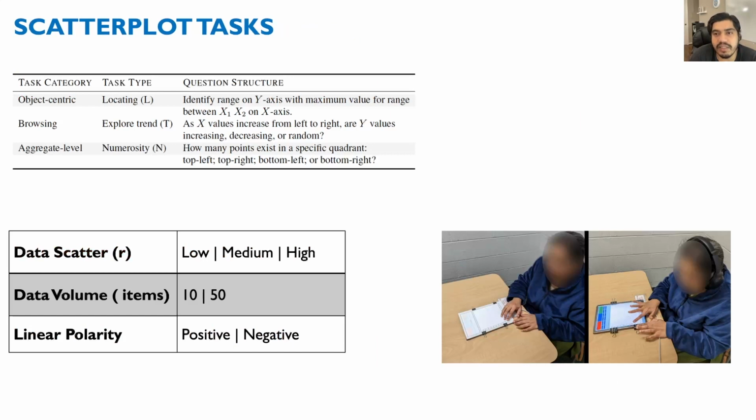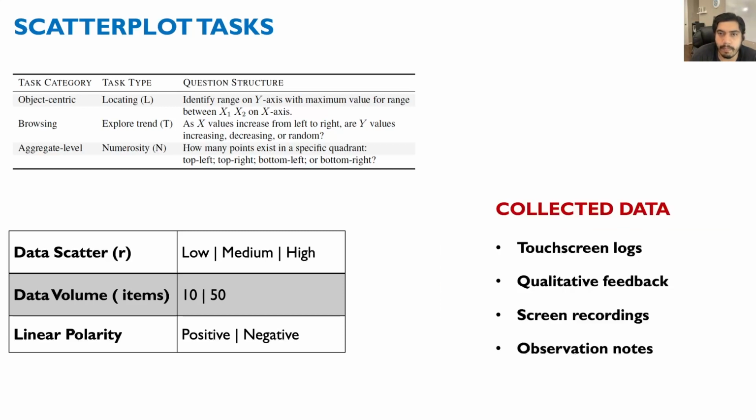We control the spatial structure of the scatter plot by varying the data scatter, the data volume, and the direction of the linear trend. We adopted scatterplot tasks from past literature. For example, a trend task to gauge the presence and direction of a linear trend, and a numerosity task to understand how many points there are in a specific region. We collected touchscreen logs, qualitative feedback, screen recordings, and observation notes from all the sessions.